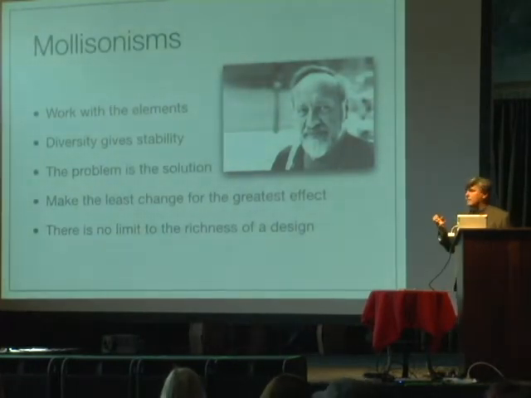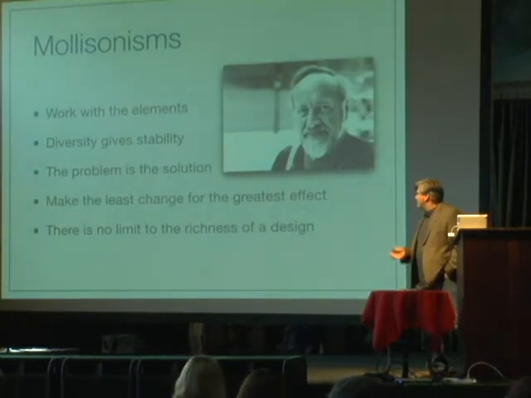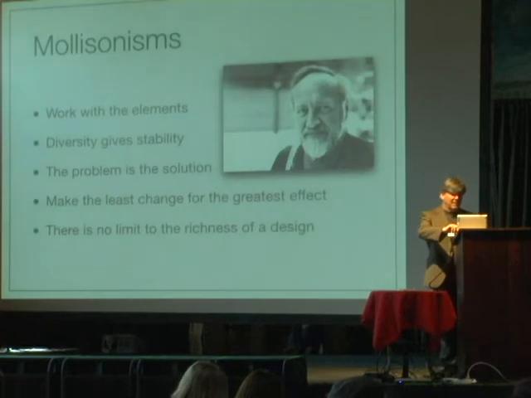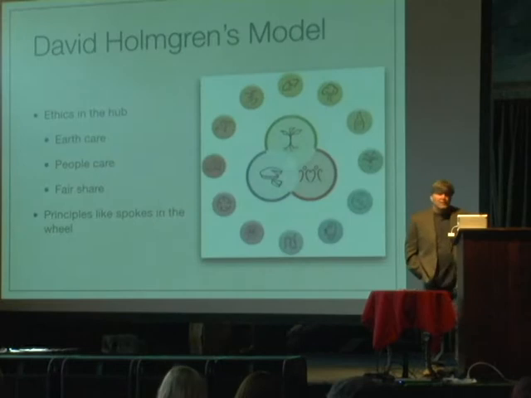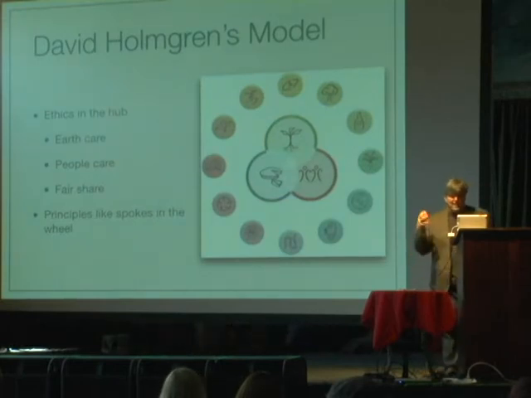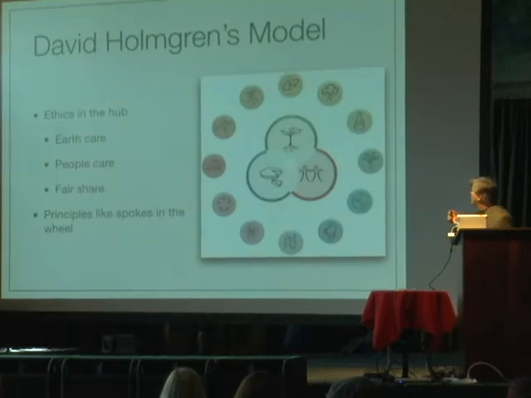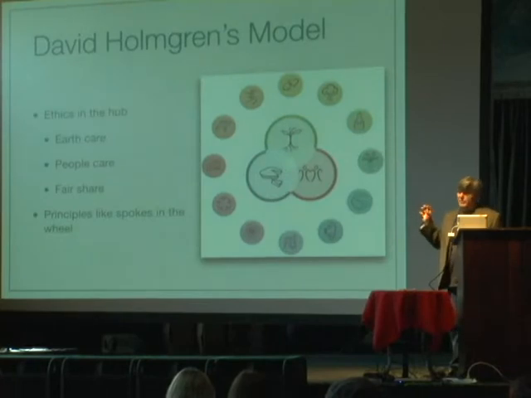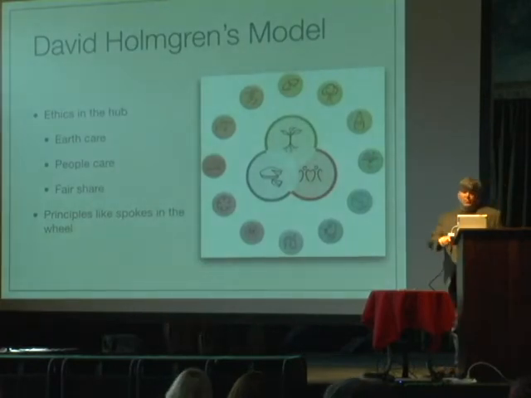So he looked at, okay, let's look at how we can do this in a holistic manner. There's a few of his sayings. And then David Holmgren, the guy he worked with, he's a little more colorful. So he came up with a different model. It's not a different model, it's a different way of expressing it, with ethics in the center and the principles kind of like numbers on a clock or spokes in a wheel that support it.